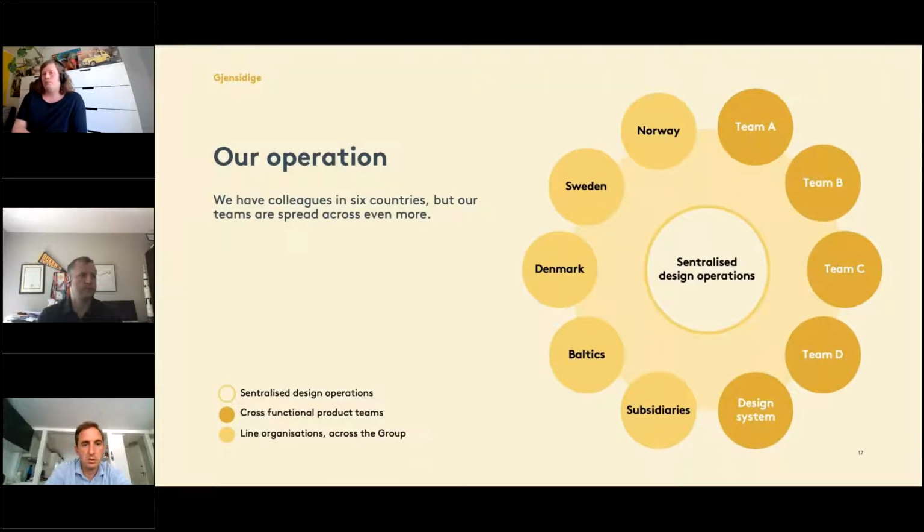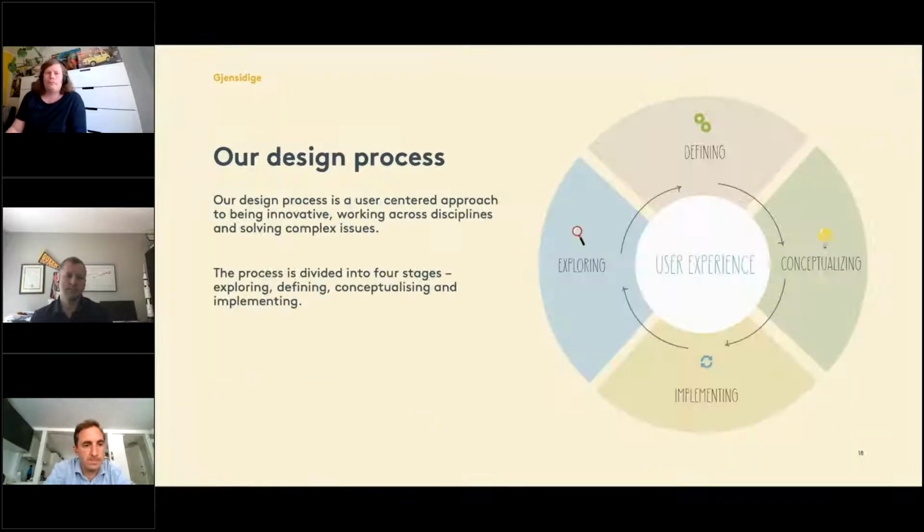And as I mentioned, we do business in the Nordic and Baltic region, and we even have some subsidiaries, not just Gjensidige as a brand. We have several cross-functional product teams. We have one for design system, and we have a bunch of others for specific business areas. And like a lot of organizations, we have our own design process. It's nothing unique, but it helps guide us through the cycle of the design and development work.